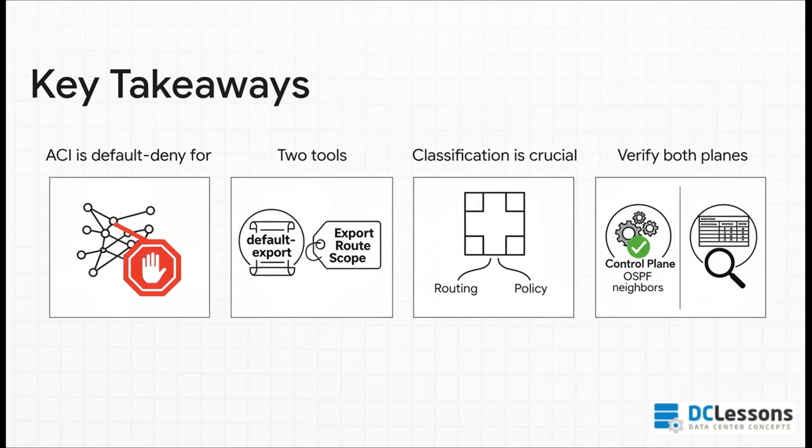So let's lock in the key takeaways here. Number 1, and if you remember nothing else, remember this. ACI is default deny for transit routing. You have to turn it on. 2, you've got two great tools for the job, the default export profile for that fine-grained control and the export route control subnet scope for a more direct approach. 3, subnet scopes are everything. You have to classify them correctly for both routing and security policy. And finally, when you're troubleshooting, the routing table is your ultimate source of truth, not just whether the neighbor is up.